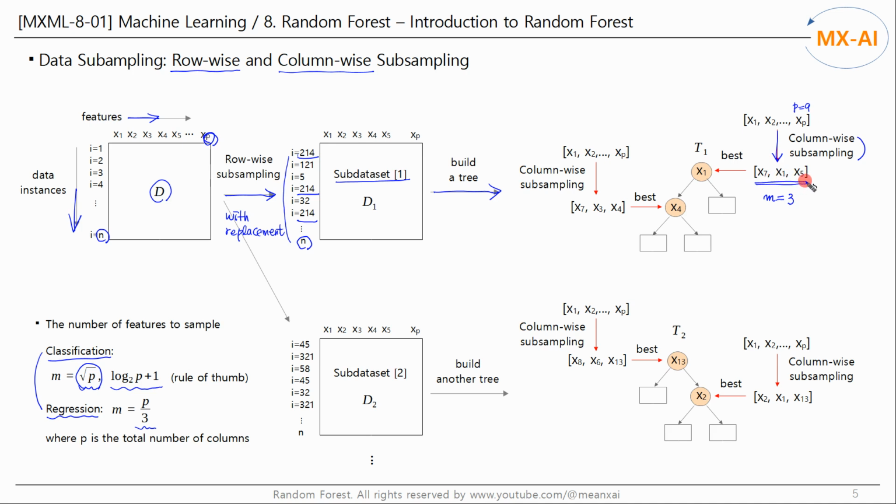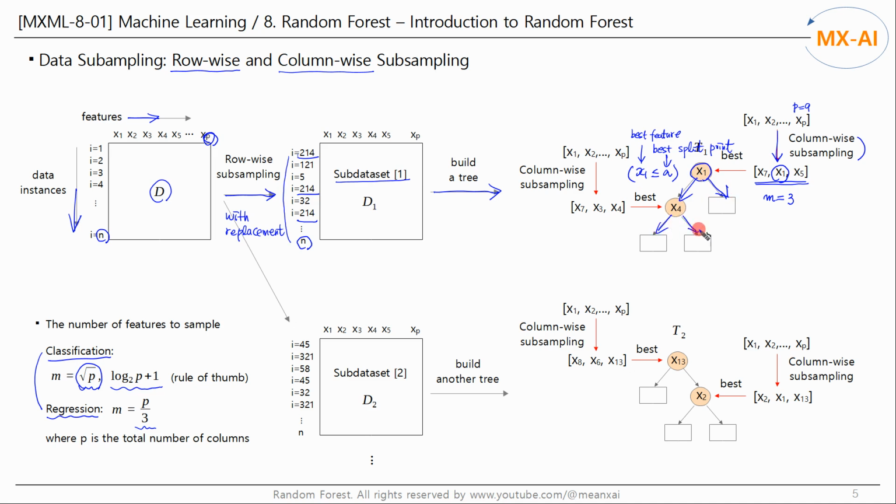Next, we evaluate the sampled features using a criterion such as information gain or Gini impurity. Then we select the best feature and the best split point. Let's say x1 is selected as the best feature in this example. Then the actual split would look like this. Here, x1 is the best feature, and A is the best split point. Using this rule, the root node is split into left and right child nodes.